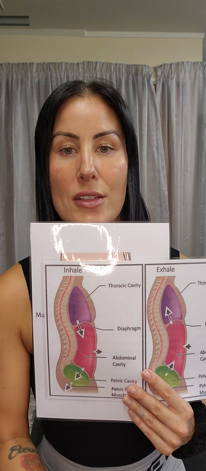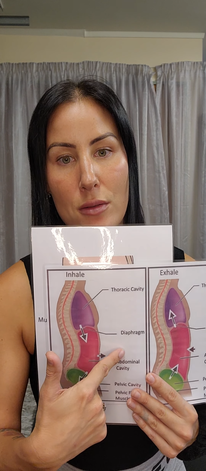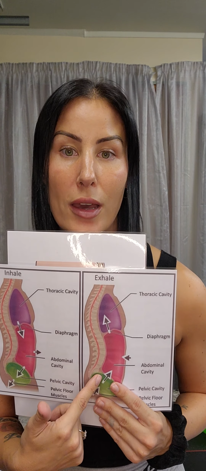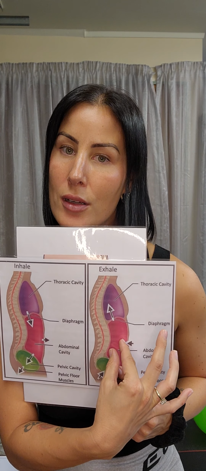Then with your belly, as you breathe in, your belly will expand outwards and you'll have a little bit of pressure and expansion backwards this way as well, right around your tummy. Then as you exhale, your tummy will draw in along with the pelvic floor and your air will be expelled by these muscles compressing and this muscle relaxing. The air will be pushed out of your lungs.